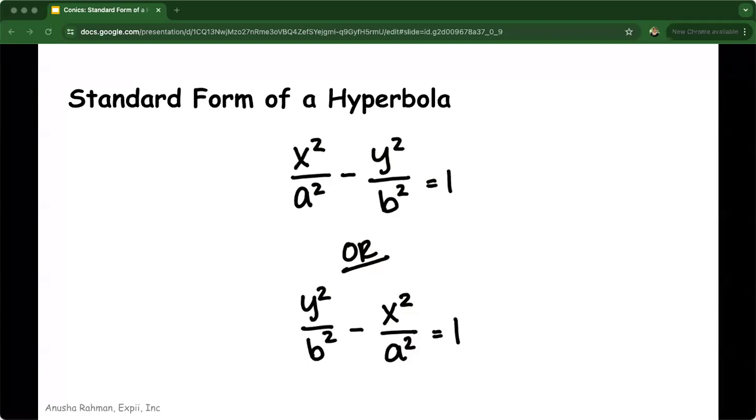A represents the distance from the origin to the vertices along the transverse axis, which is the major axis. B represents the distance from the origin to the vertices along the conjugate axis, which is the minor axis. The distance from the center to either vertex is A, and the distance from the center to either covertex is B.